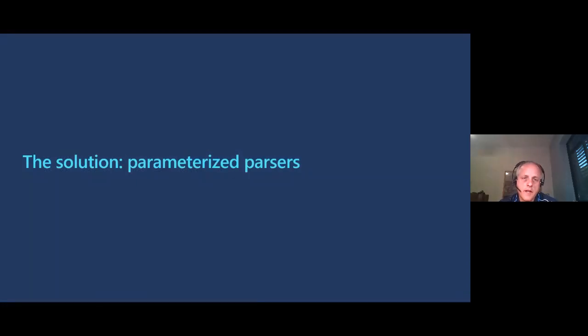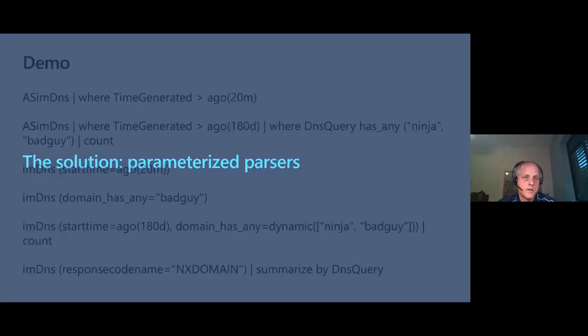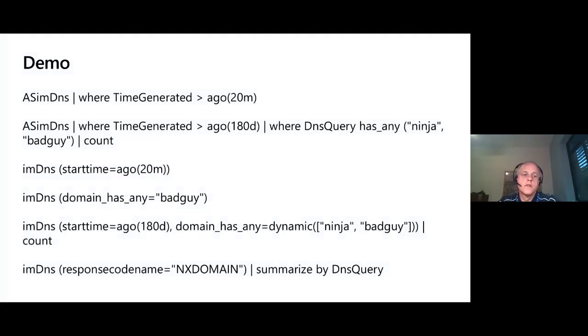So how do we solve that? How do we make sure that even when using parsers, you are able to filter by native fields and filter early on, not just after the parser created normalized fields which are not native? The answer is parameterized parsers. And I'll move into a short demo for that.